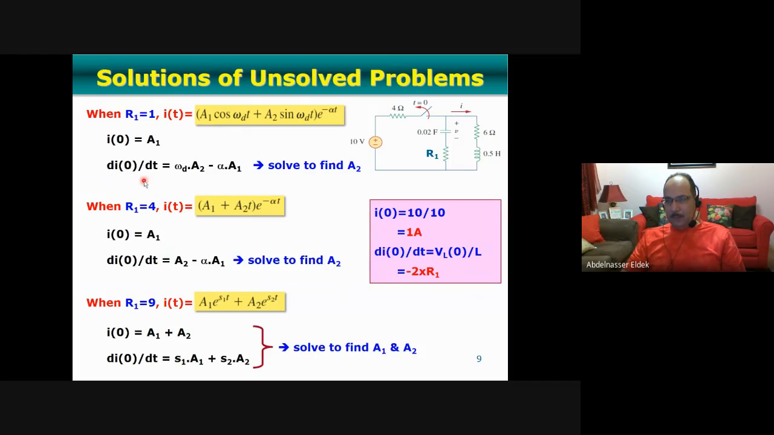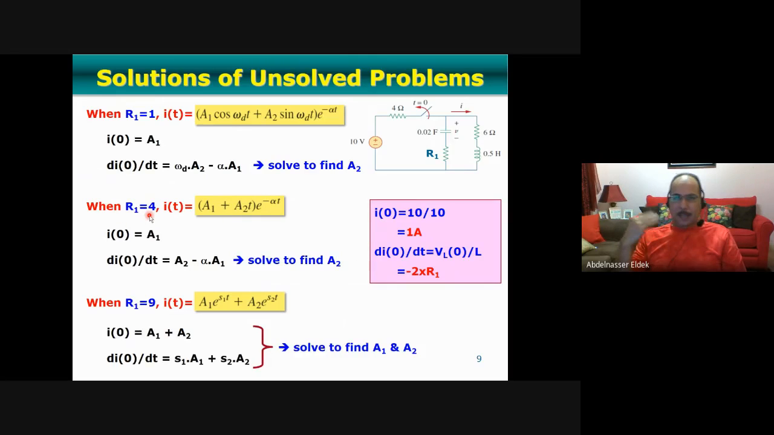So here, negative 2 equals omega d times A2 minus alpha times A1. You know omega d, and alpha we know from the table. We just calculated A1, so the only unknown here will be A2, and you need to find A2. You do the same if it is critically damped. I of 0 is still A1, but di/dt equals A2 minus alpha A1. So you just substitute A1 and find di/dt at t equals 0, which will be negative 2 times R1. R1 here is 4.